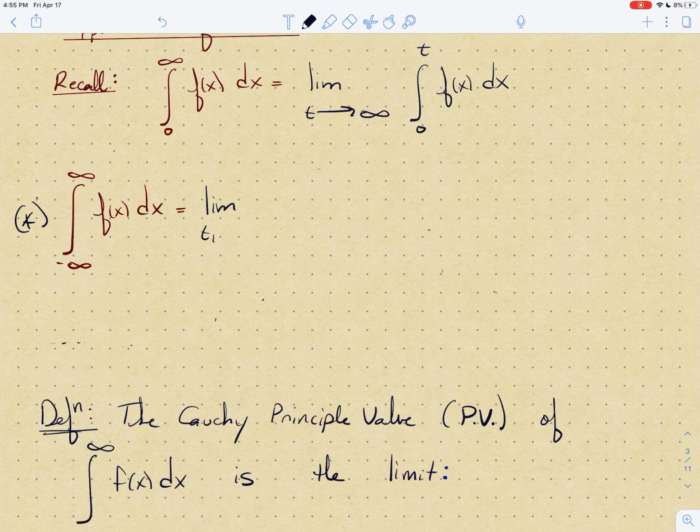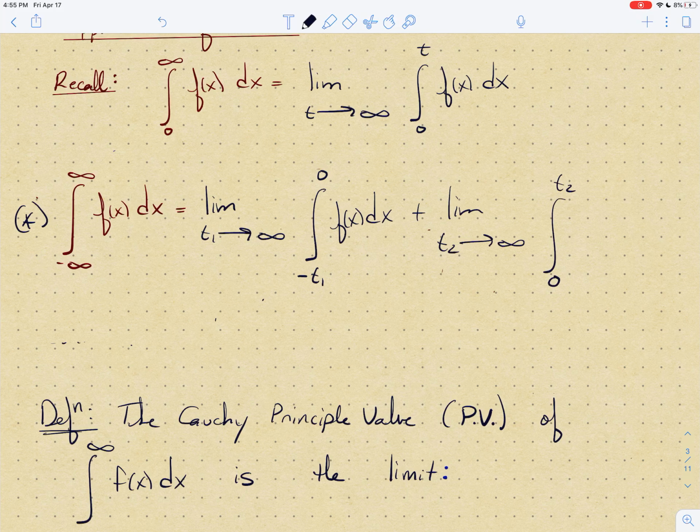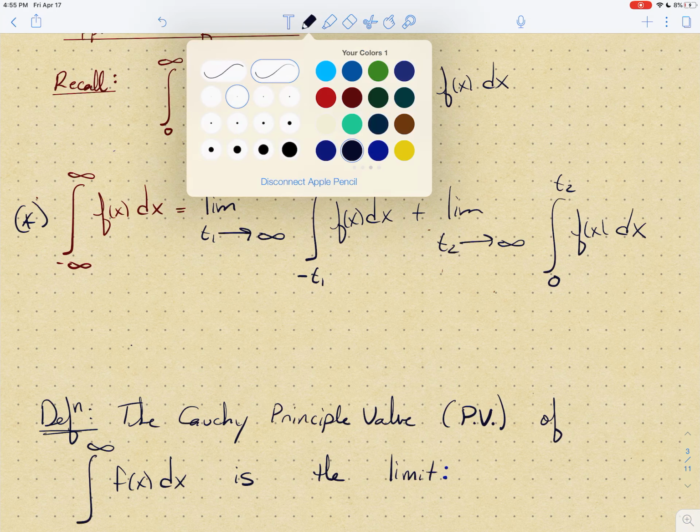I'll need two different variables. Let's say t1 goes to infinity of the integral, let's do the minus part first, from minus t1 to 0 of f of x dx, plus the limit as t2 goes to infinity of the integral from 0 to t2 of f of x dx. And so a couple of things. This is important that we pay attention to when this integral actually converges.